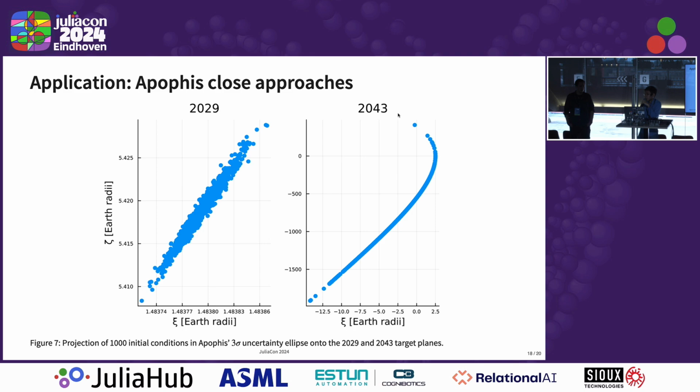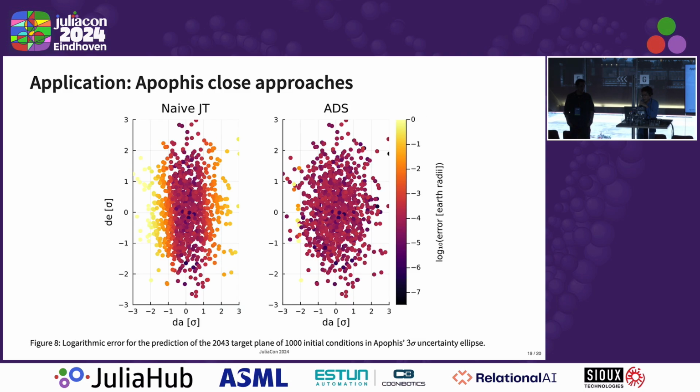However, by 2043, the uncertainty region has stretched significantly, and it's much more complicated to give a prediction regarding a possible impact. And also, this means that a single jet transport polynomial may not be enough to represent the uncertainty by 2043. And we can see that in this plot.